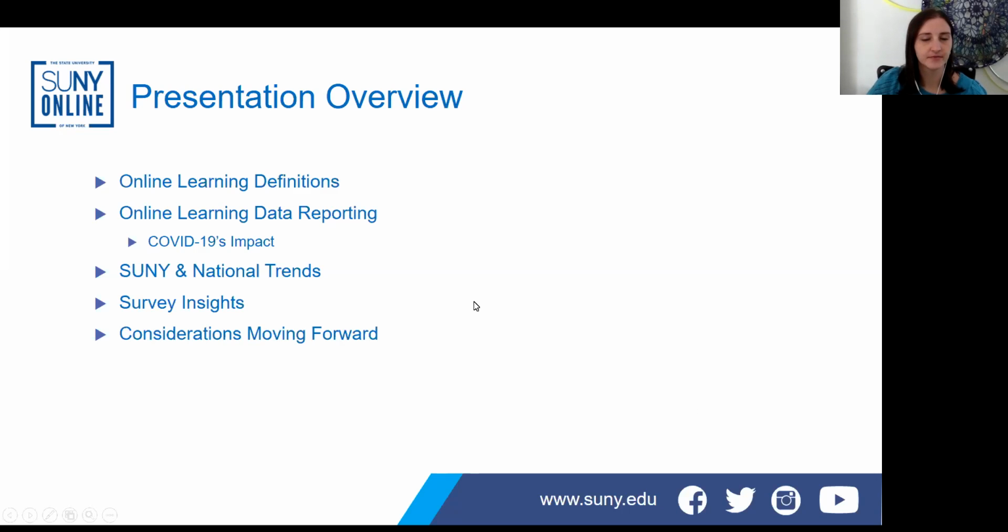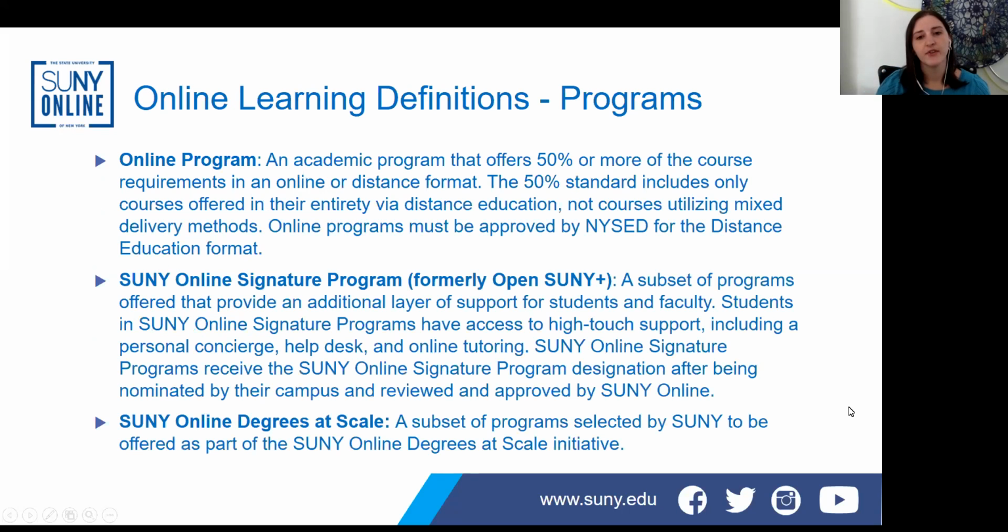Alrighty. So a lot of this should be familiar to most of you when we're talking about definitions, but I want to just make sure I review them so we're all on the same page. So for an online program, we know that in New York State, as per New York State Ed, it's an academic program that offers 50% or more of the course requirements in an online or distance format.